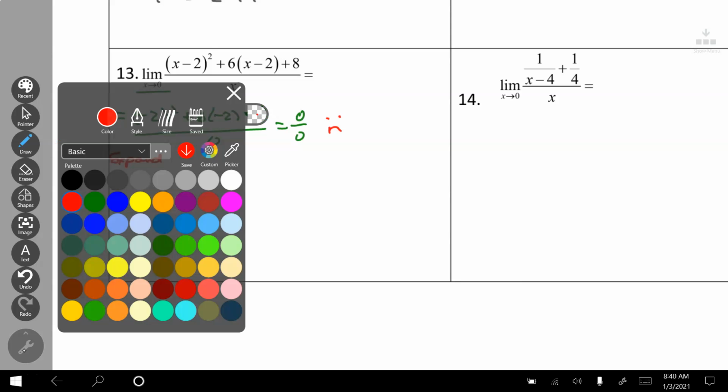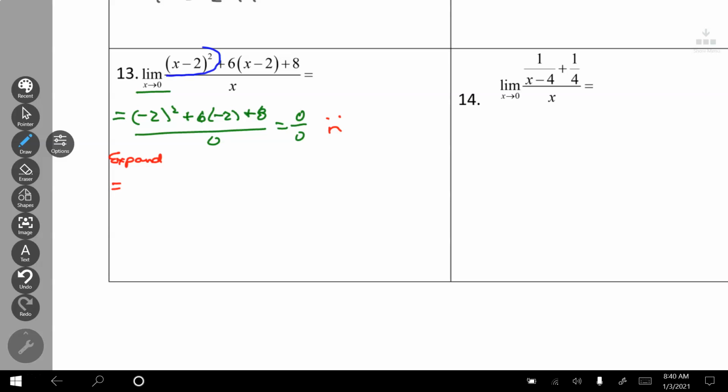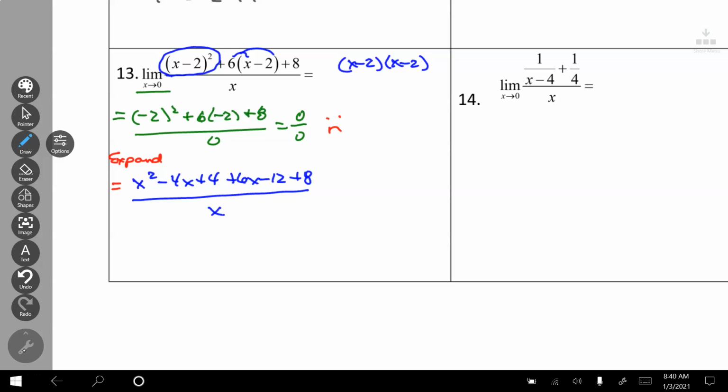So hopefully you remember x minus 2 squared is x minus 2 times x minus 2, and you expand it out, you get x squared minus 4x plus 4. Then I'm going to distribute this plus 6x minus 12 plus 8 all over x. I notice that 4 plus 8 minus 12 cancel out. These x's go together, and I have x squared plus 2x over x. I still have this whole limit as x goes to 0. So if I plug 0 in now, I still get 0 over 0.